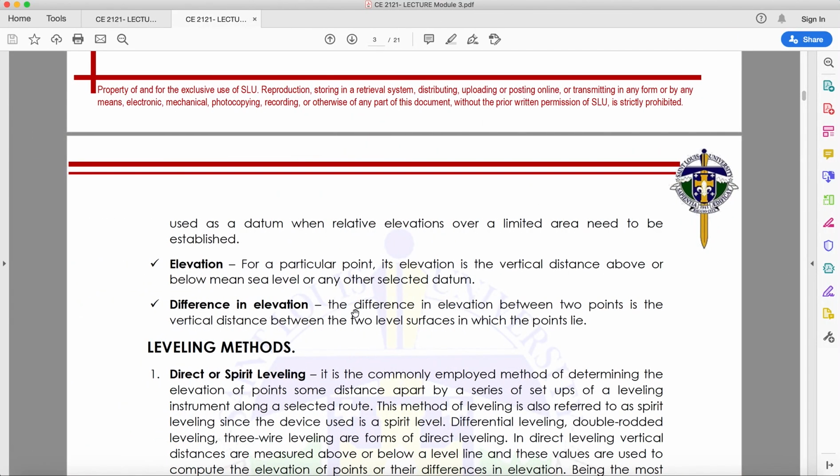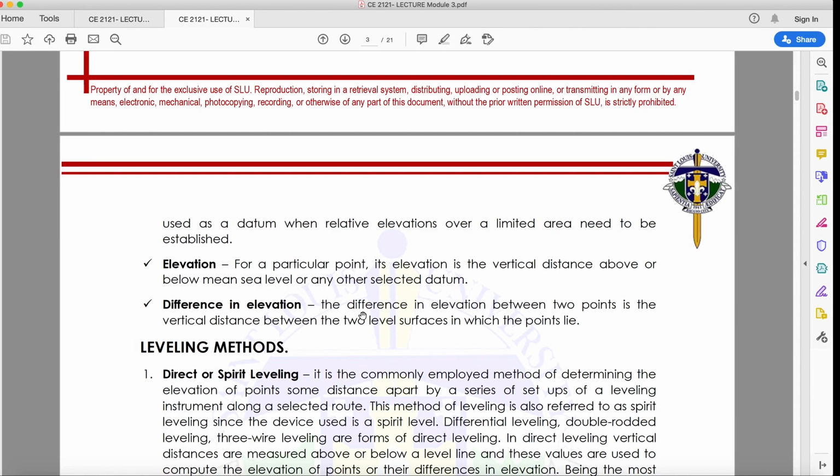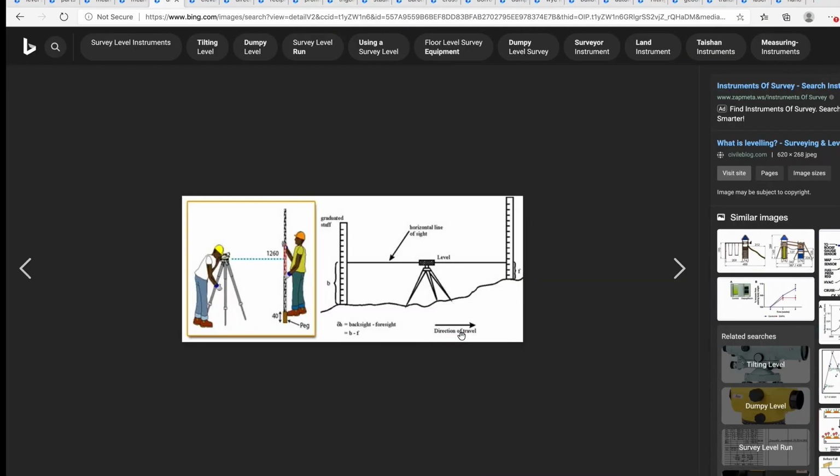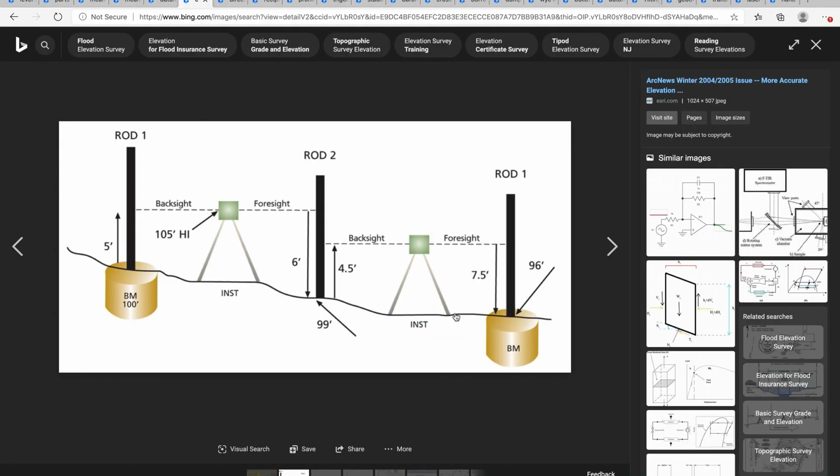And next we have the difference in elevation. So the difference in elevation is the elevation between 2 points, which is in vertical position. For example, the elevation of this one is 1.05, the elevation of this one is 1.20. 1.20 minus 1.05 is 0.15. Therefore, the difference in elevation, or the difference in vertical distance between these 2 points is 0.15.